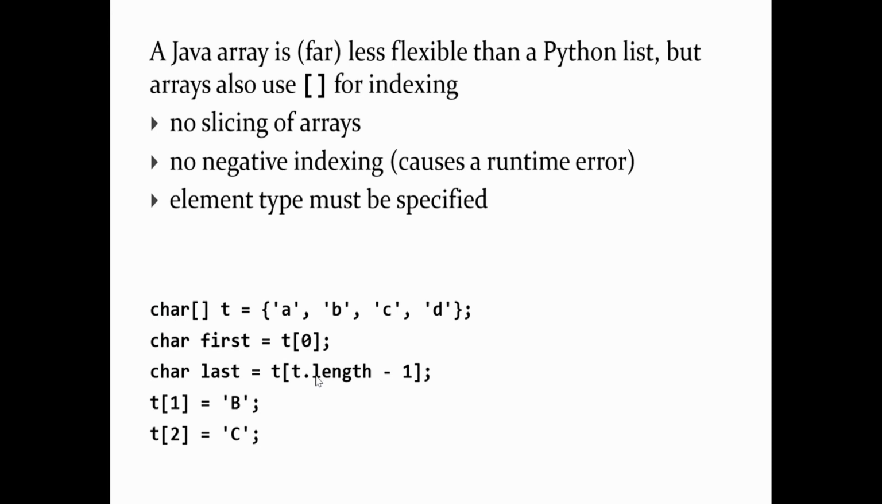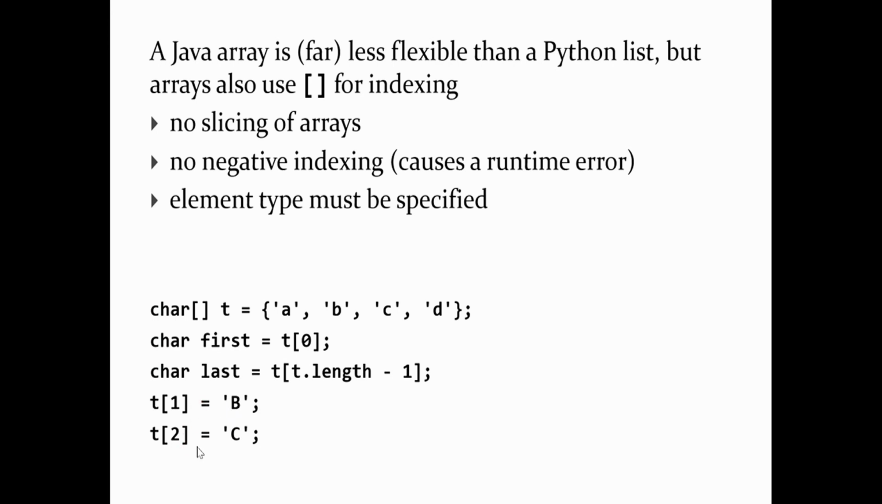To get the length of an array in Java, it's the array name dot and then the word length. So it's not len with round brackets around the array name. It's array name dot length. You cannot change the value of length. So if you try to write t.length equals 5, you'll get an error. It's a read-only variable here.